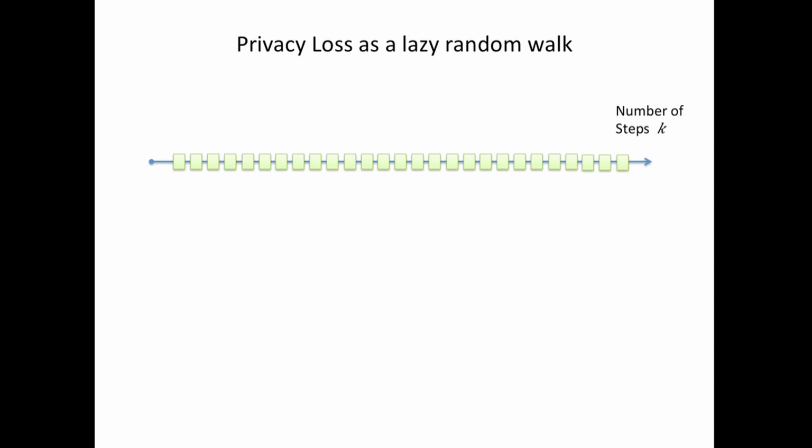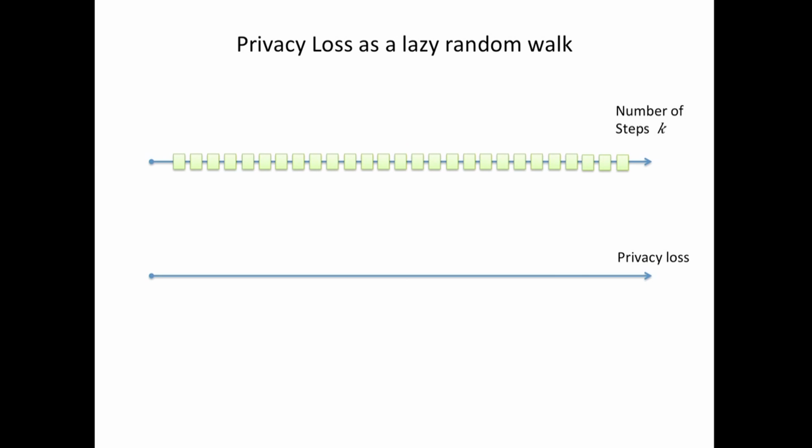So what do I mean by privacy loss as a random walk? We have some number of steps, k. This is the number of interactive rounds, and I plotted them on the line, and I'm interested in how much privacy I lose. For now, I'm not telling you exactly what I mean by privacy loss, but this can be formalized. So how much privacy do I lose?